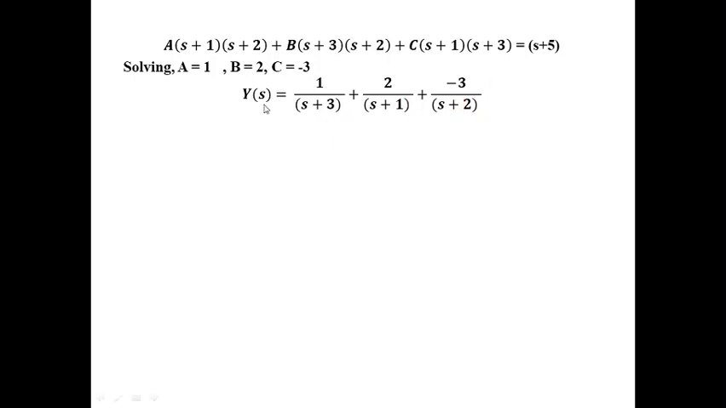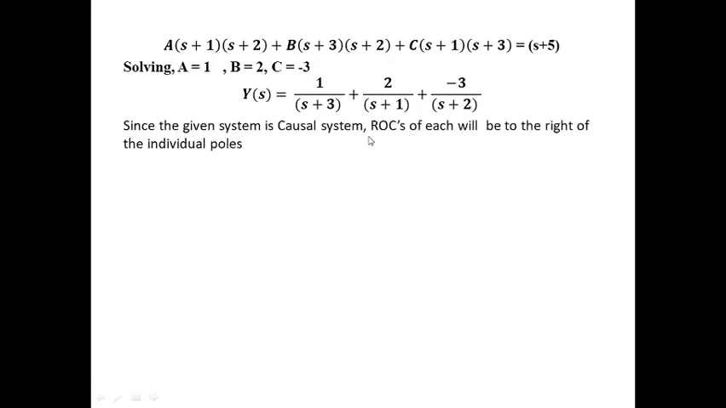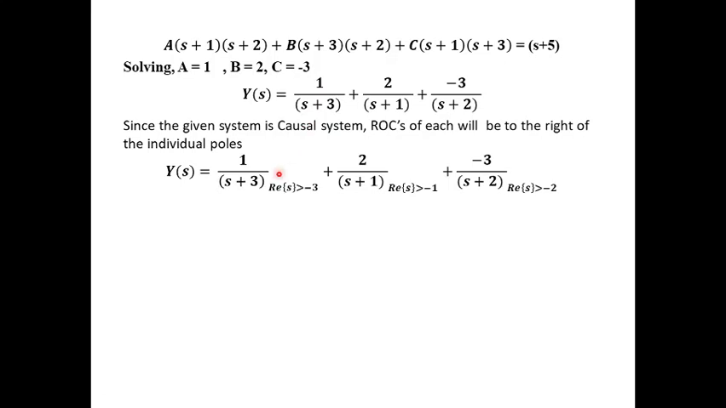However, now the last step is we need to take the inverse Laplace transform. However, we don't know the region of convergence. Only if we know the region of convergence, we can take the inverse Laplace transform. So in this problem, it is given that the given system is causal. Hence, the ROCs for each will be to the right of the individual poles. Totally, it will be to the right of the rightmost. But since we have individual systems over here, we can take the ROC to be the right side of the individual poles. So the first ROC will be real part of s greater than minus 3, the second one will be real part of s greater than minus 1, and the third one will be real part of s greater than minus 2.